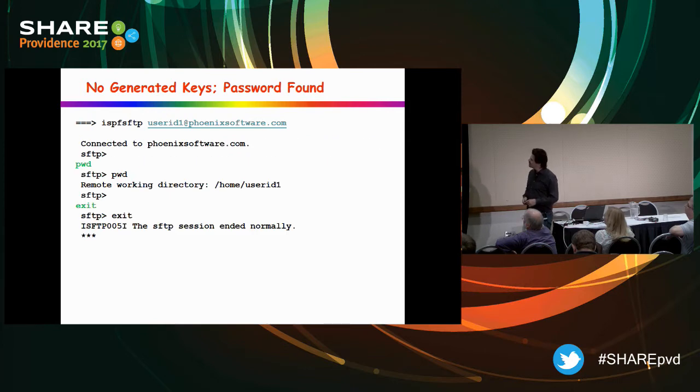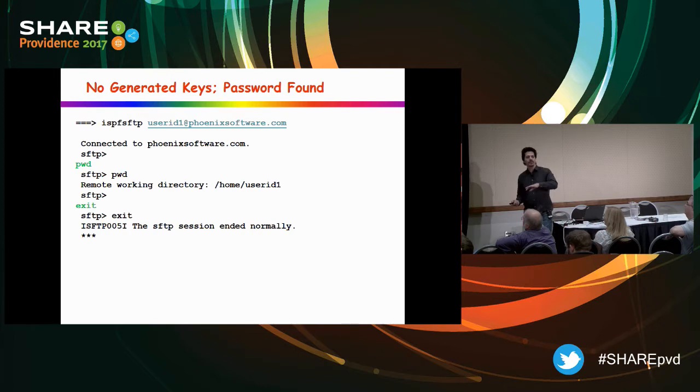In this case, no generated keys, but I did put a password in there. And lo and behold, right from my ISPF prompt, it says connected to our public server right there. Then it has an SFTP prompt, and I said print the working directory, right? It echoes that back, and then it writes out, you're at home user ID 1. Then I said exit. I don't really want to do anything, but at that point I could issue literally any SFTP command: get a file, put a file, whatever I want. So I thought that was pretty slick.